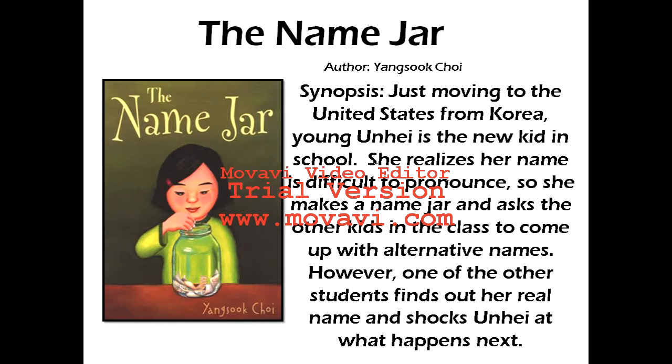Just moving to the United States from Korea, young Eun-hai is the new kid in school. She realizes her name is difficult to pronounce, so she makes a name jar and asks other kids in the class to come up with alternative names. However, one of the other students finds out her real name and shocks Eun-hai at what happens next.